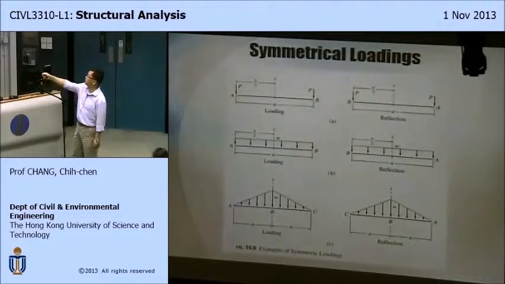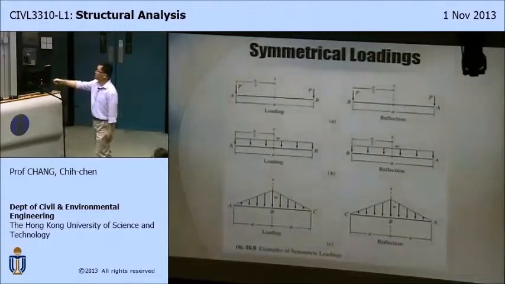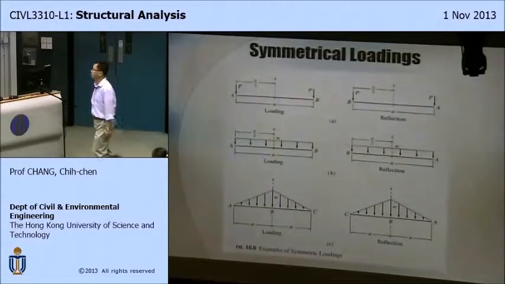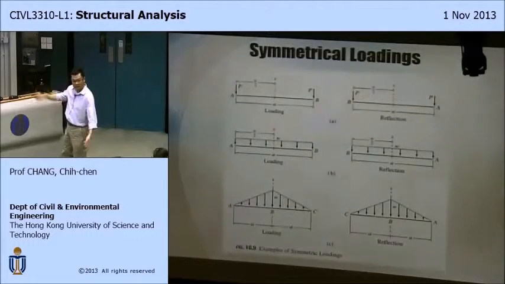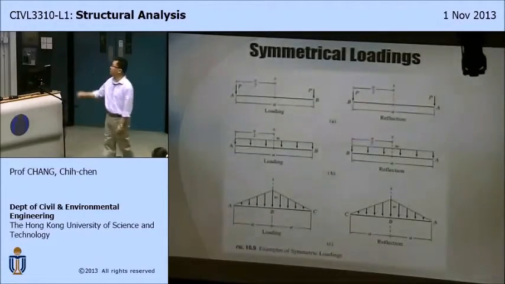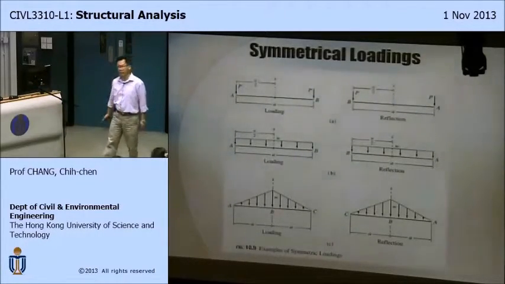So you flip, become that, exactly identical, no change. So distributed loads, you flip, nothing changed. Triangle loads, nothing changed. So perfect. This is called symmetrical loads.